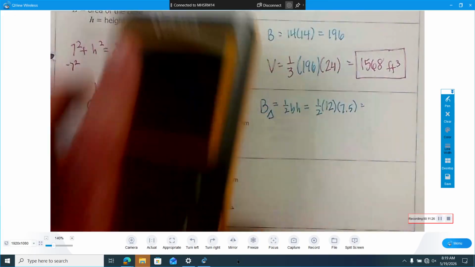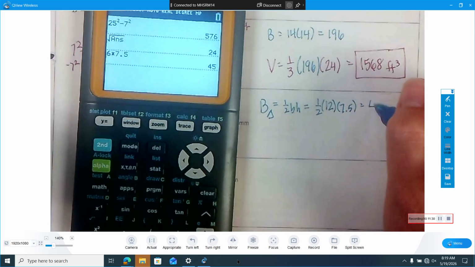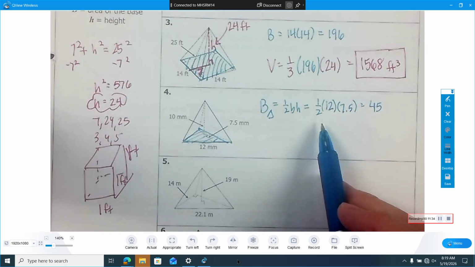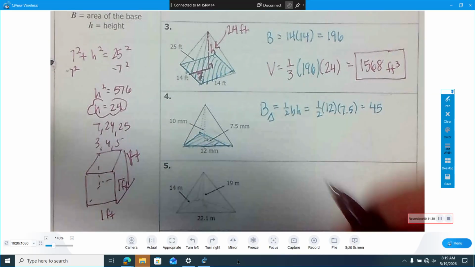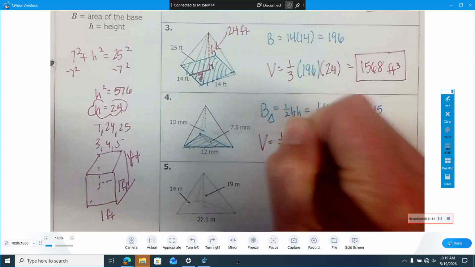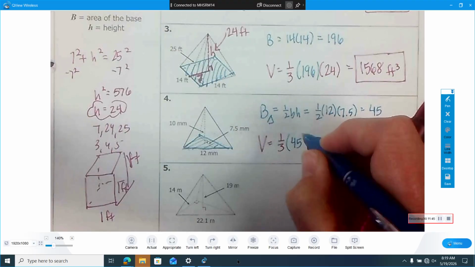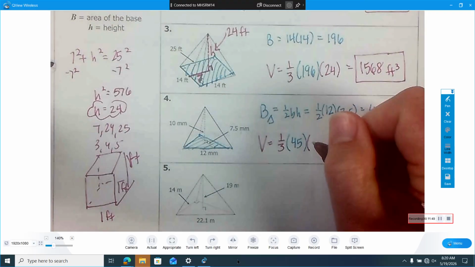So 6 times 7.5 is 45. Do you see how I did that? Where'd the 6 come from? Half of 12, yeah, okay. All right, and so then the volume is going to be 1/3 times the area of my base, which we said was 45, times the height of our pyramid, 10.